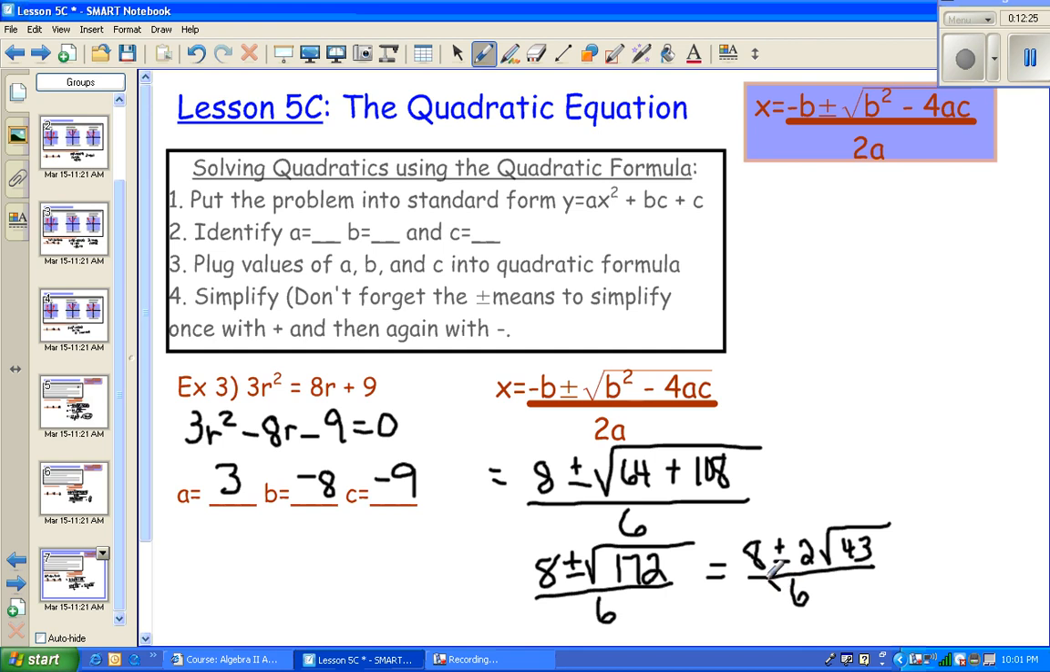And we can simplify this because there is a common factor between 2, 6, and 8. That is 2. So that's going to leave us with 4 plus or minus the square root of 43, all over 3. And that would be our final answer because nothing else can simplify. And again, realize that that's two answers. That's 4 plus the square root of 43 over 3, and then a second answer, 4 minus the square root of 43, all over 3.